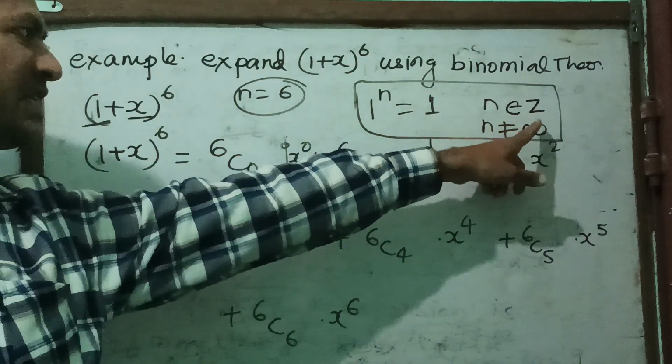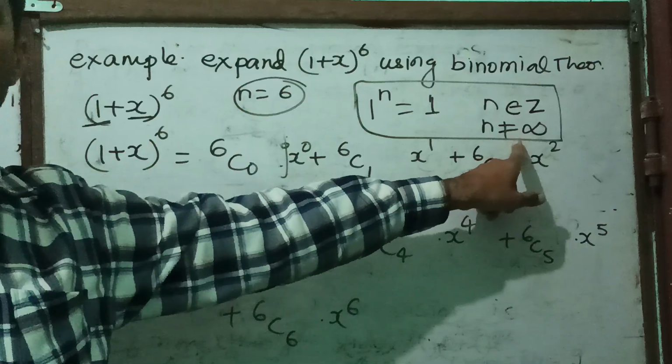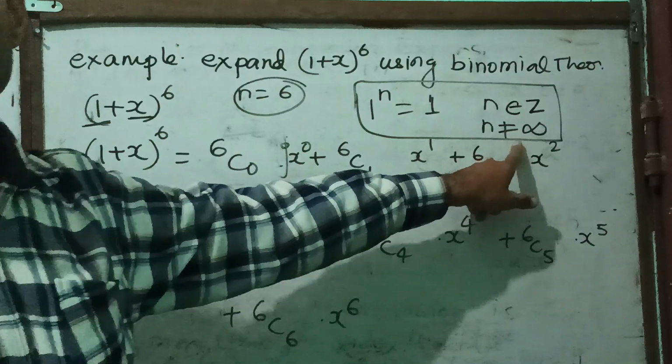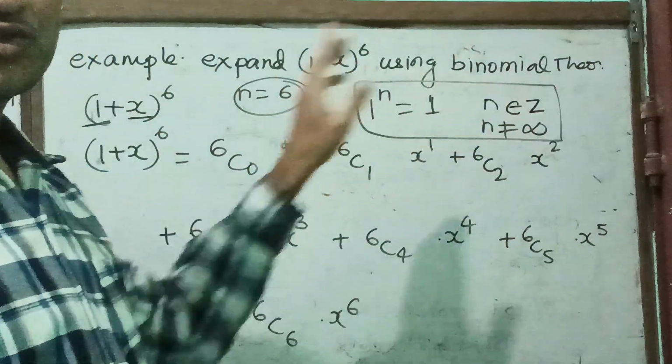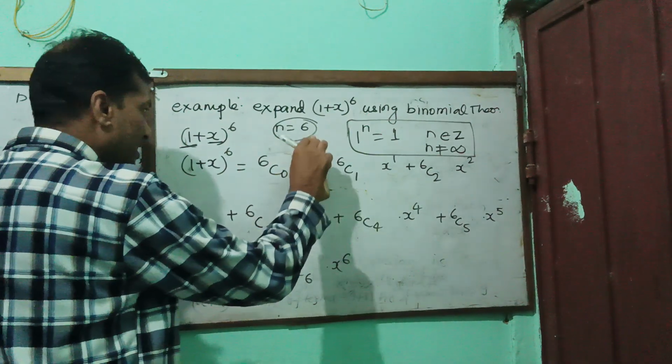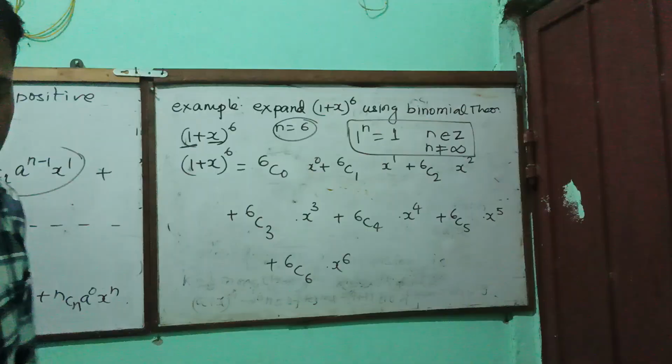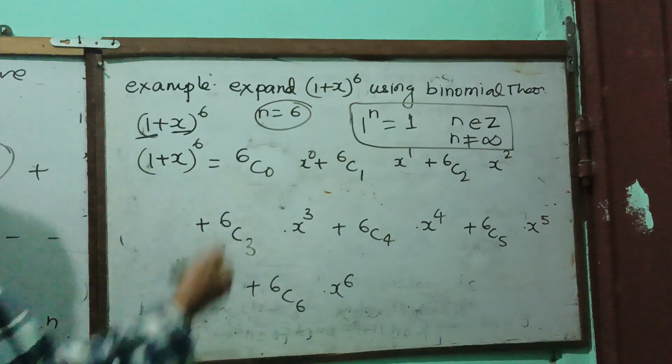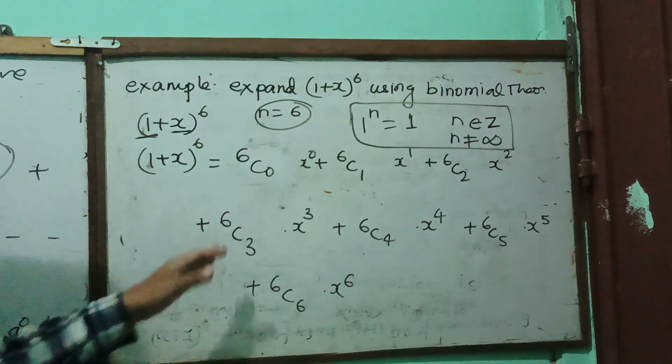n belongs to any integer, but n is not equal to infinity. 1 to the power infinity is not defined. Okay, so 1 to the power, we are writing over here. So this is simply we can write. One more thing, one more property we are going to do. Just go through this example and then we can define.